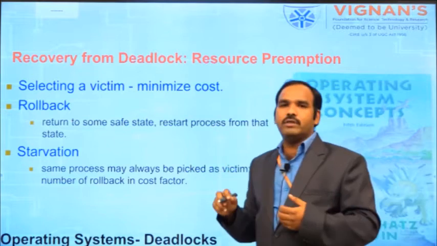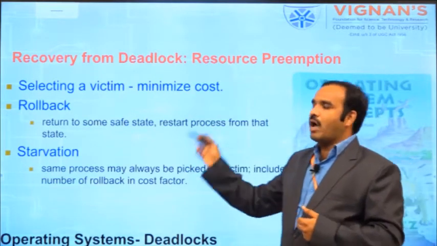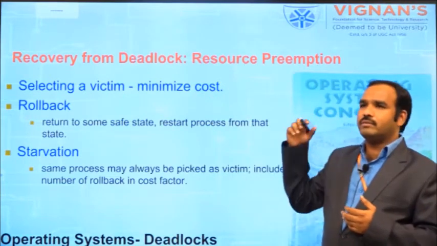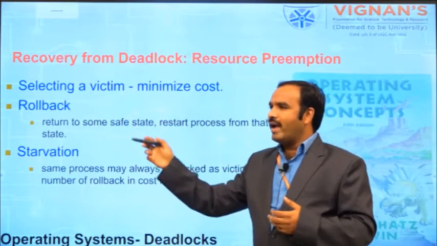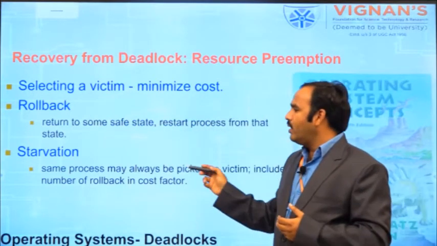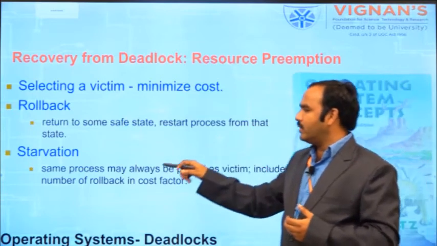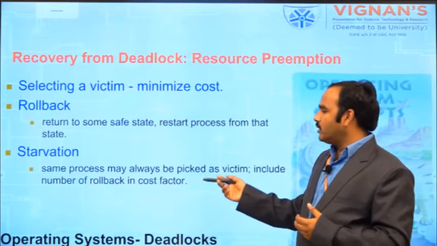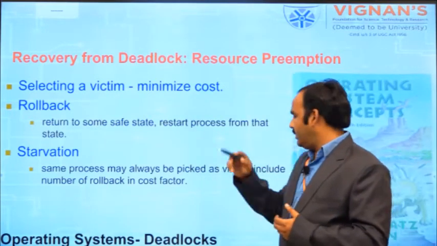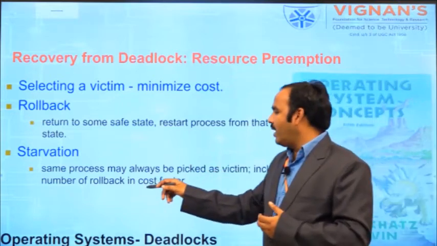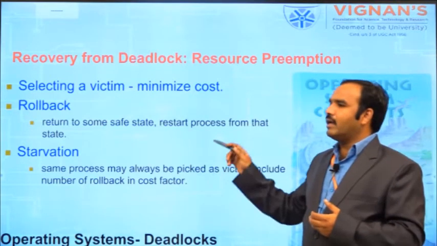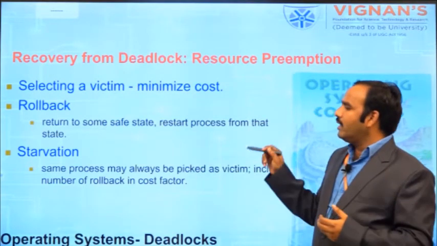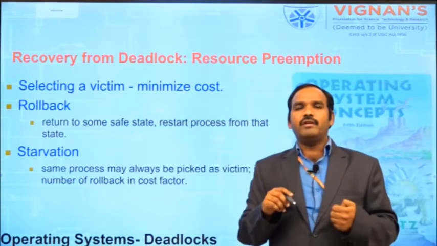Next, the third issue we have to consider is starvation. Here we are selecting a victim process and sending it to a rollback state, meaning to the previous state. If every time you select the same victim process, some process may always be picked as a victim, so those processes will suffer starvation. So, include the number of rollbacks in the cost factor. Otherwise that process will be rolled back every time. These are the problems here, and I can give you one example.